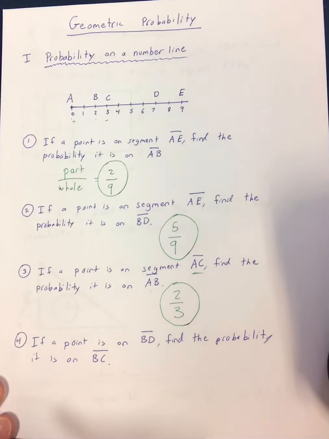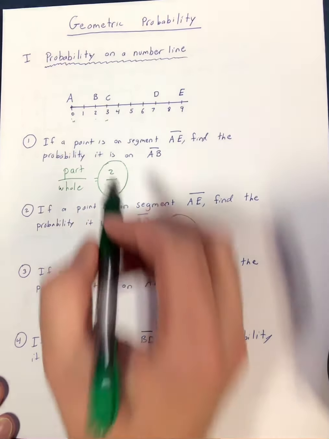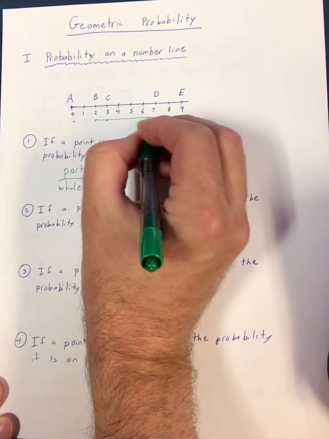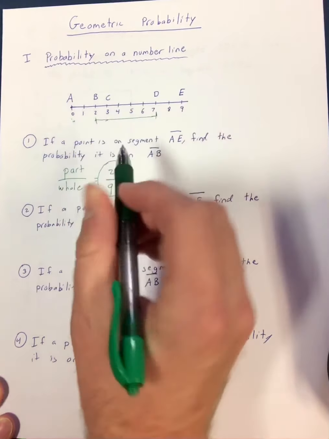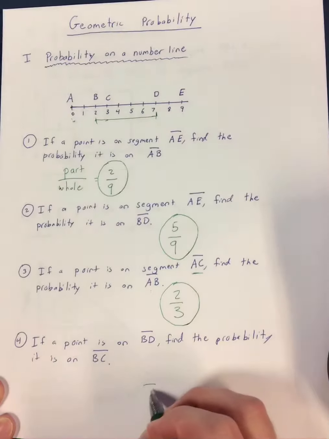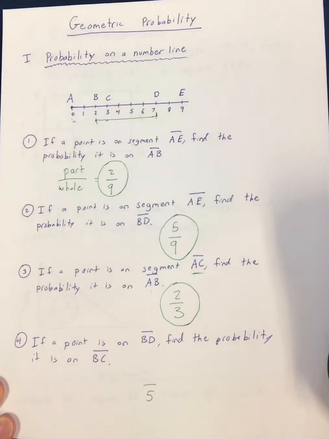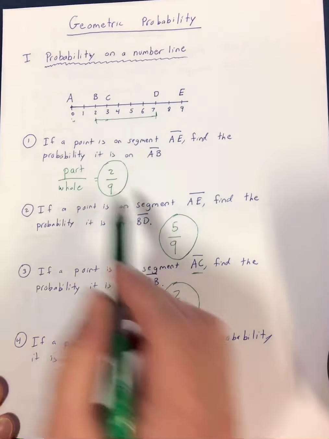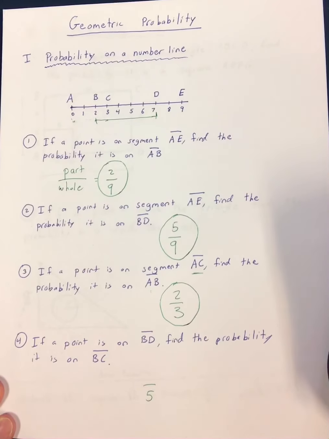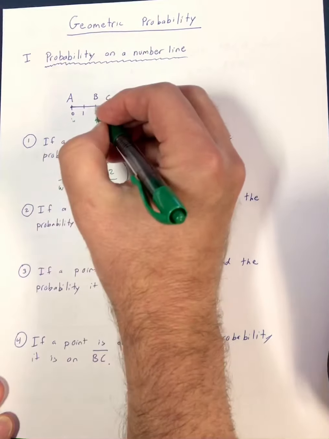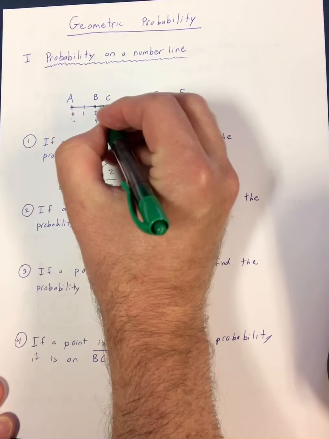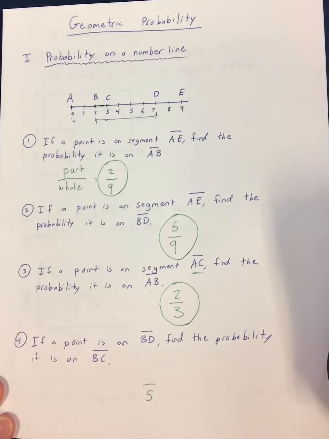And finally, if a point is on BD, find the probability it is on BC. So BD goes from here to here, from 2 to 7. That is 5 units long. You notice I always get the denominator first. I just think that's a good way to set up the problem. Find the probability it's on BC. So from B to C, from here to here, that's only 1 unit long. Those are right next to each other.